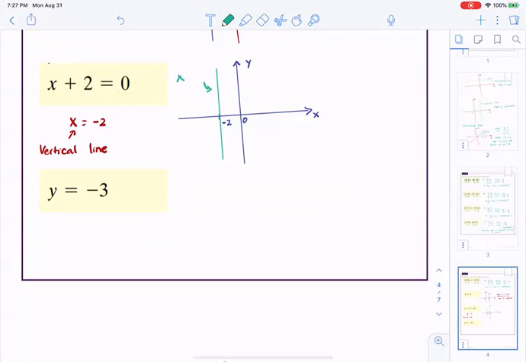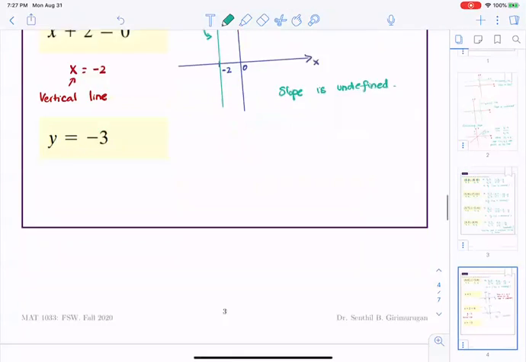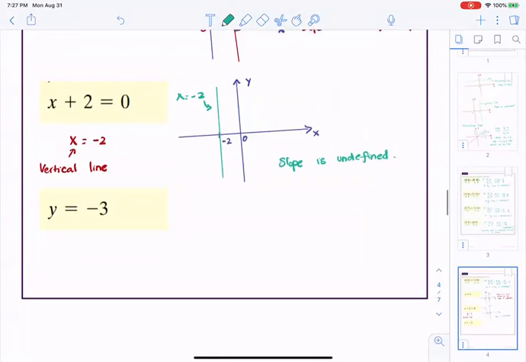So that line is x is equal to negative 2. That vertical line will have a slope that is undefined as well. The last case is y equals minus 3. Now, if we have x equaling some constant number, then that is a vertical line. If y equals some fixed number, such as minus 3, then the line that we have is horizontal.